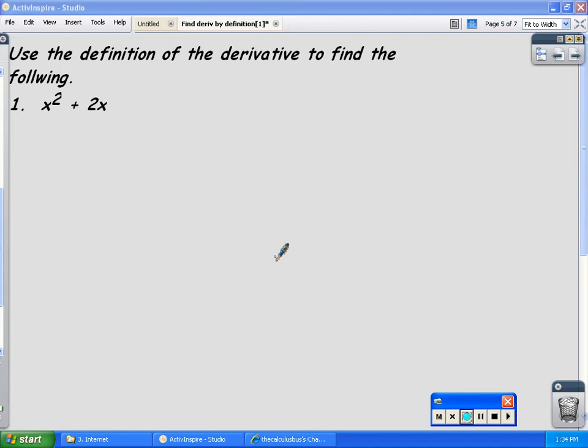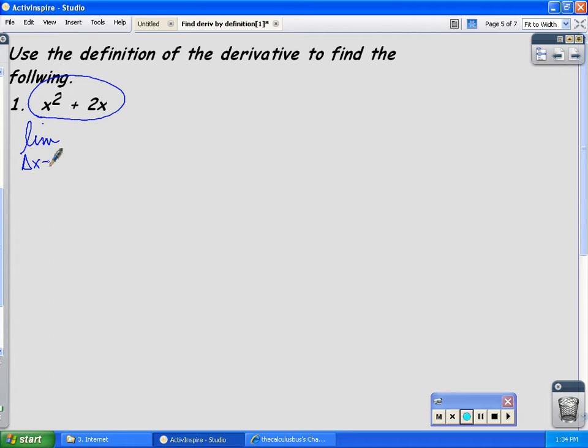This video is on finding the derivative using the limit definition. So when you're finding the derivative, we have a function x squared plus 2x, and what we're trying to do is find a slope generator for this particular function. The definition of derivative is the limit as delta x approaches 0 of f of x plus delta x minus f of x all over delta x.